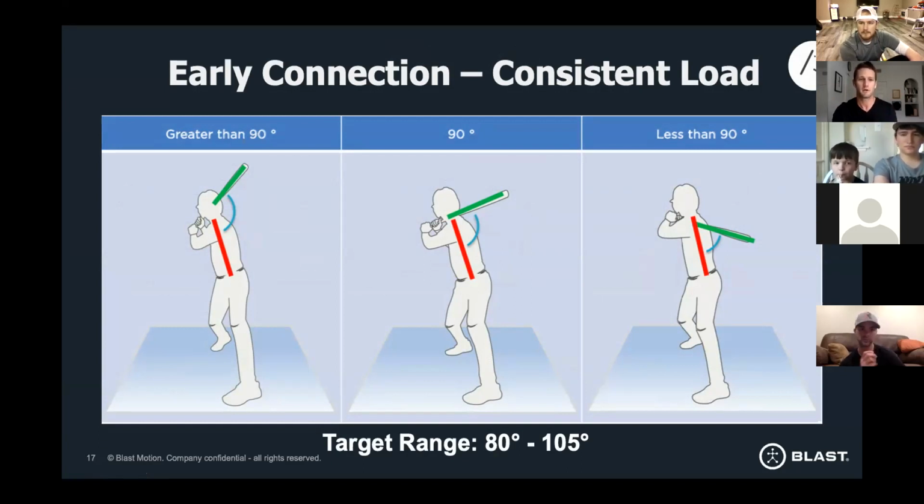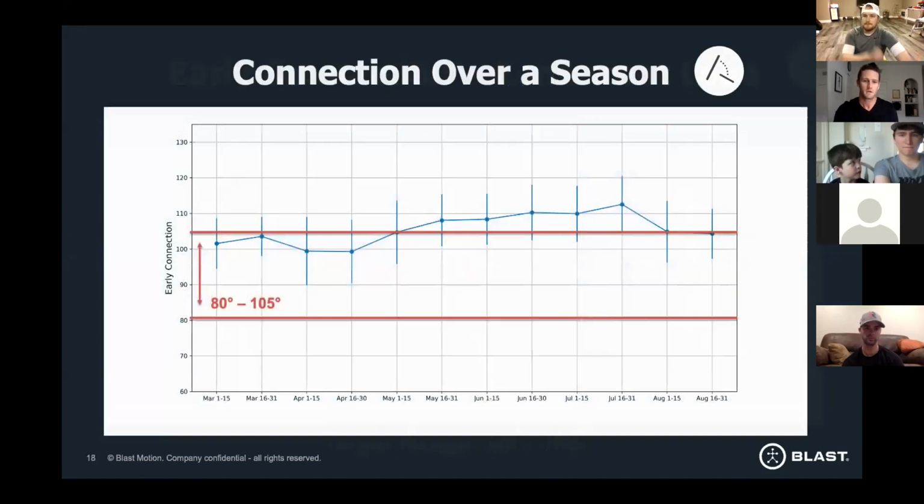So the example I'm going to show is with early connection. This is an easy graphic just to identify what we're actually measuring here. This to me is the consistency of the load. What's the angle between the bat and the body when I start my swing, or that violent part. So I'm just tracking it over the course of the season.